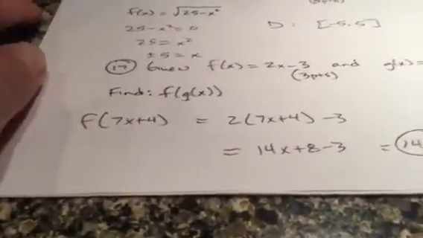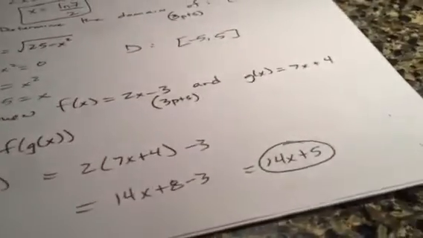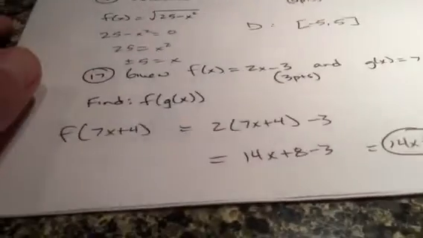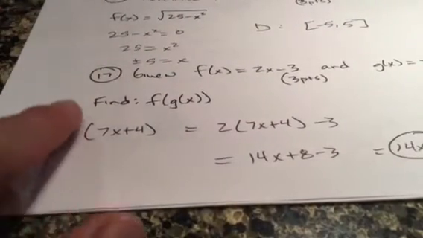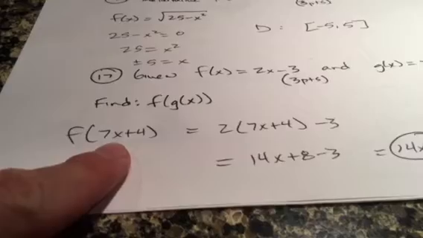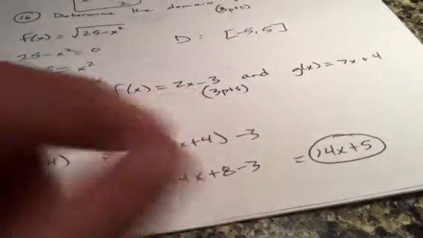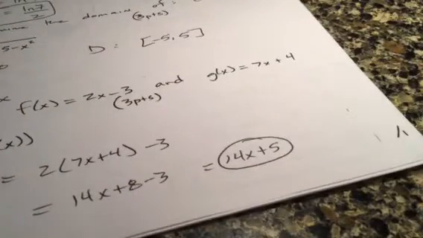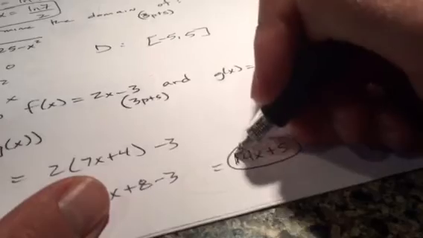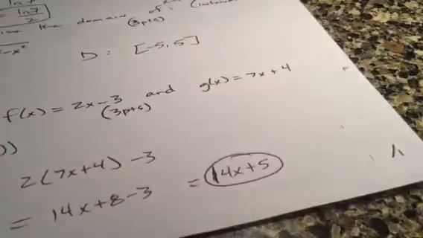17 here, folks. F of x is 2x minus 3. G of x is 7x plus 4. So f of g of x, that means f of 7x plus 4. Plug 7x plus 4 in for x in that equation, and just distribute. 8 minus 3, that's a 5. Doesn't look great, but 14x plus 5.